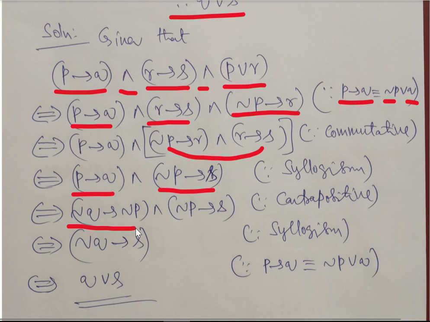So contrapositive of P implies Q is negation Q implies negation P and negation P implies S. Again I can bring back the syllogism concept. So P implies Q and Q implies R, I can get P implies R. So negation Q implies S.